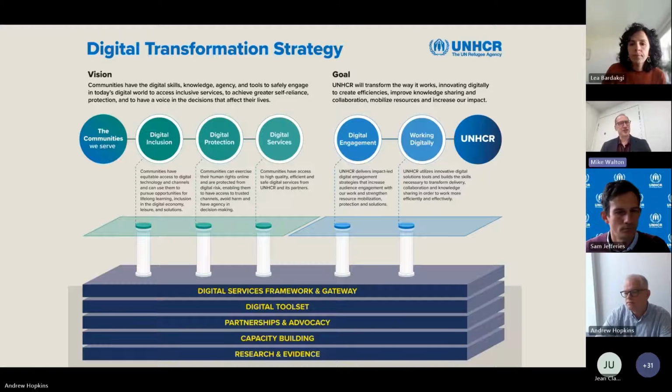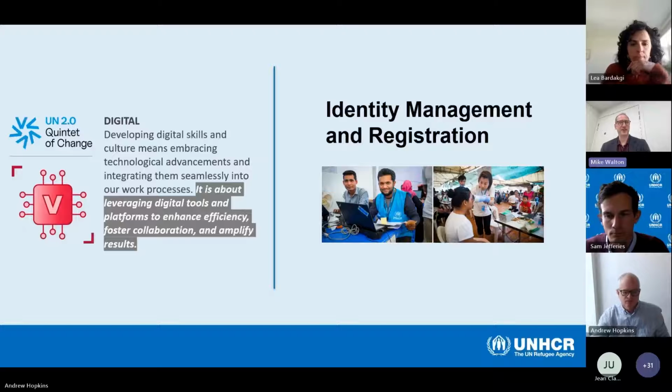So that's a very brief introduction of the digital strategy, and I just wanted to place that in the context of today's talk. I'm going to hand over to Andrew, who's now going to talk specifically around the identity and services element and how we're adapting around that. And over to you, Andrew.